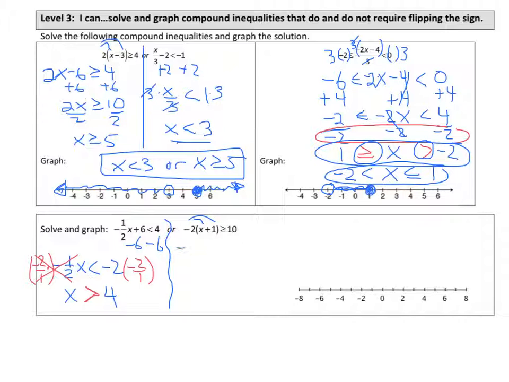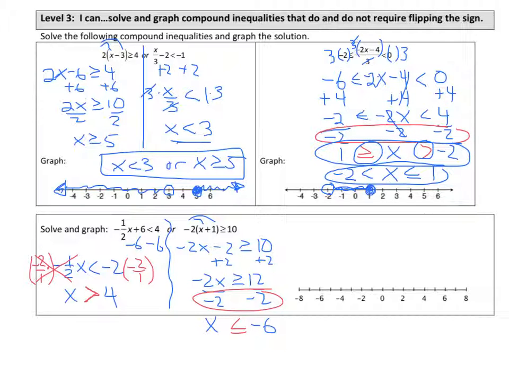We distribute, we get negative 2x minus 2 is greater than or equal to 10. Add 2 to both sides. Negative 2x is greater than or equal to 12. Divide both sides by negative 2, and again I'm dividing both sides by a negative, so I have to flip my inequality sign. And we get just x on the left side, and 12 divided by negative 2 is negative 6. So my final inequality, if I write the part with the lower number first, would be x is less than or equal to negative 6, or x is greater than 4.